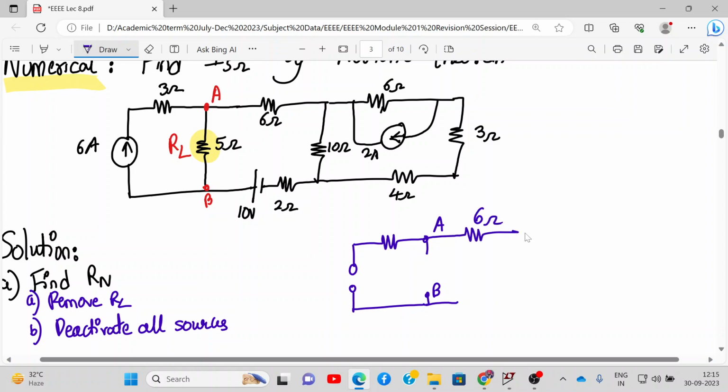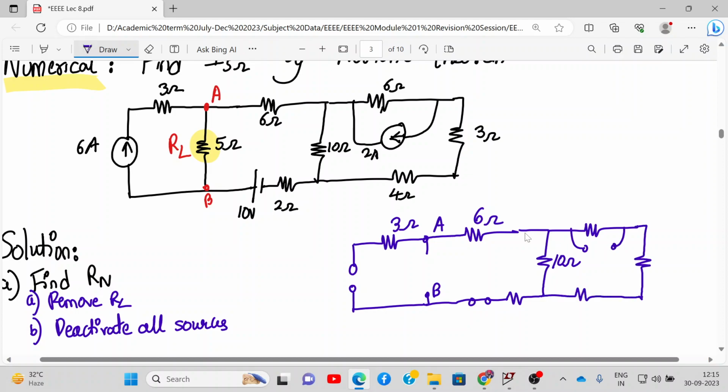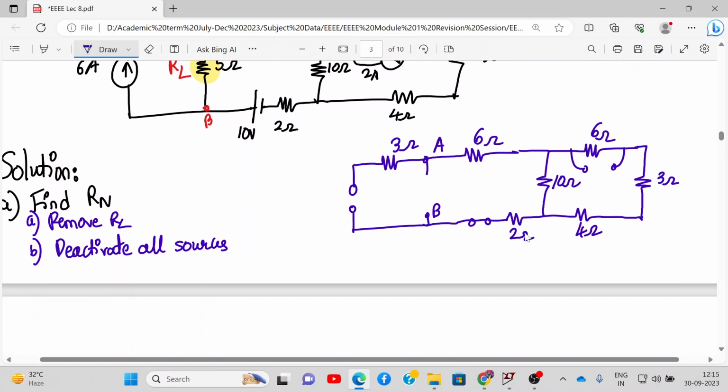This will be 6 ohm, 3 ohm, 10 volt voltage source will be short circuited. Then we have 2 ohm resistance. Then we have 10 ohm. This will be 6 ohm. This is open circuited, and here are the remaining resistances. So this is 3 ohm, 4 ohm, 6 ohm, and this will be 2 ohm. So this is the circuit, and we need to calculate the equivalent resistance between terminals A and B.